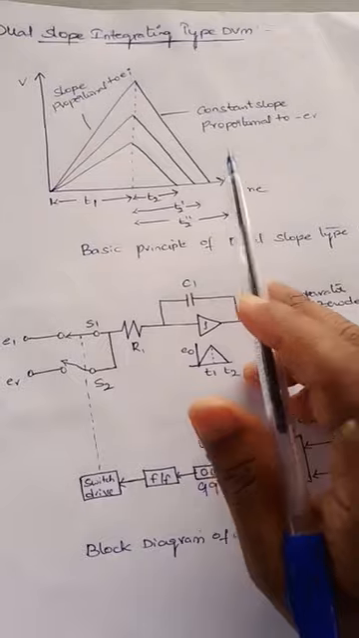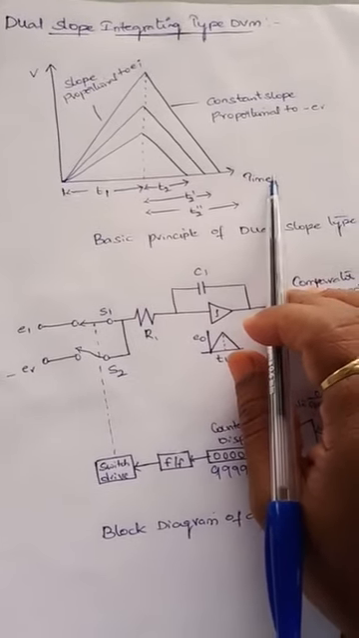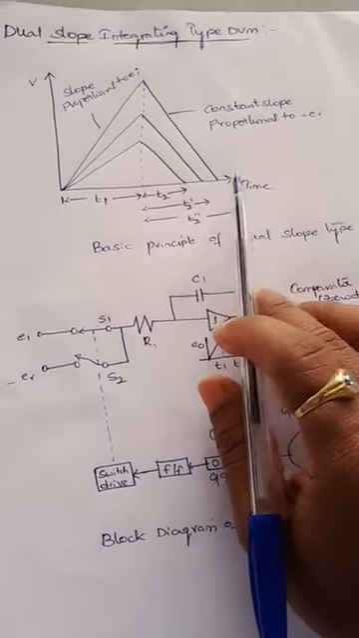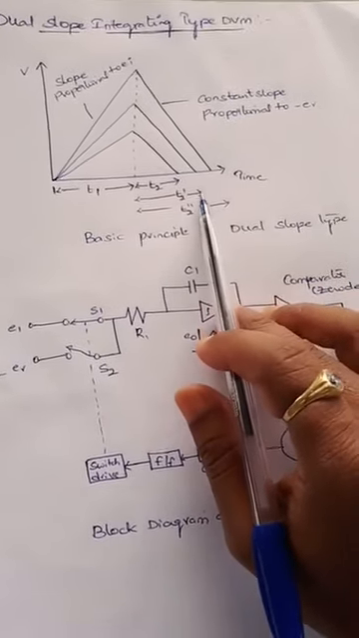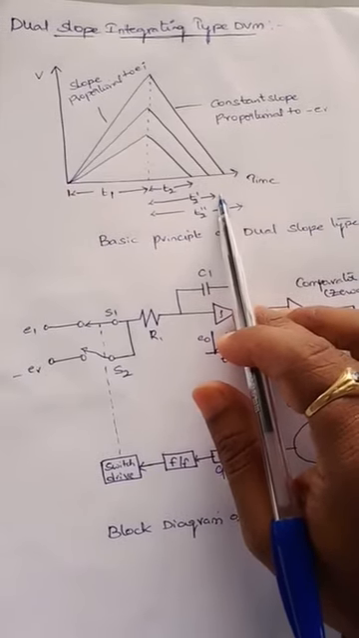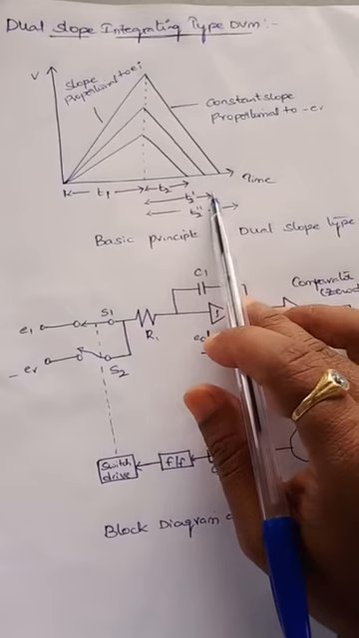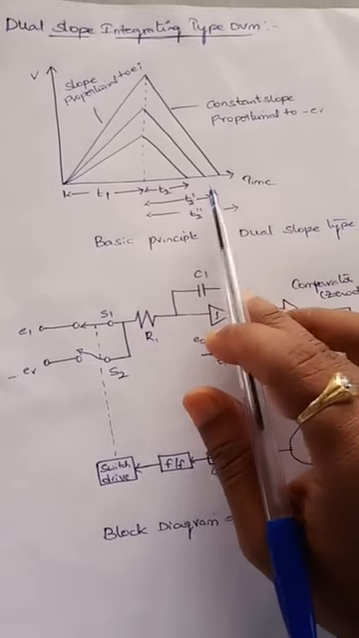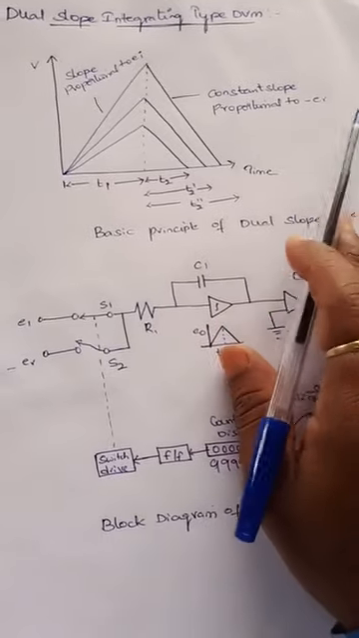In the ramp type DVM we came across one disadvantage: noise is produced, and this noise causes a disturbance and a large number of errors. In order to overcome this noise, we go for the dual slope integrating type DVM. In the dual slope integrating type DVM, the noise is averaged out by both the positive as well as the negative ramps using a process called integration.